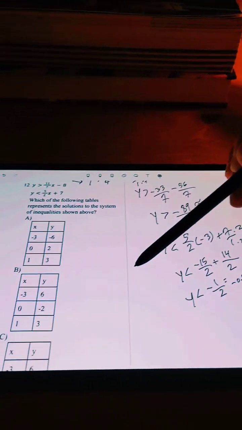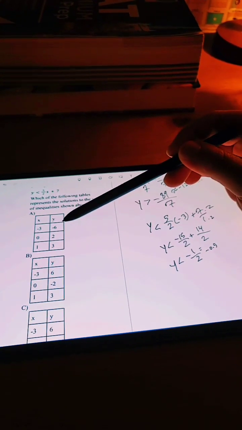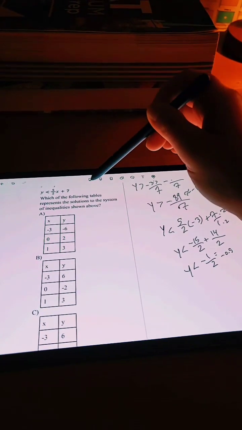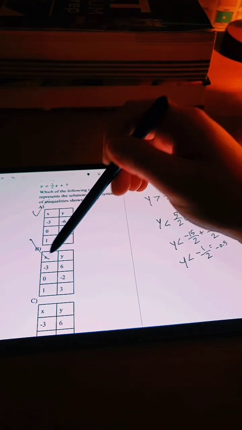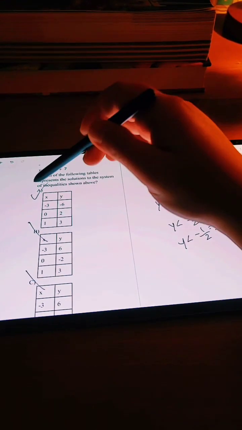So let's see what fits that criteria. Negative 6 is in between negative 0.5 and negative 12.7, so that works. 6 is not, so we can eliminate that, and 6 shows up again there. It doesn't fit that criteria, so it's definitely A.